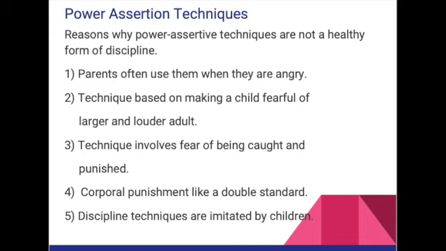Then, discipline techniques are imitated or modeled by children. Children disciplined through power assertiveness are more apt to use these methods in their own relationships. If they see their parents lose control, children may become violent during the teen years or abusive to their own spouses or children as adults.